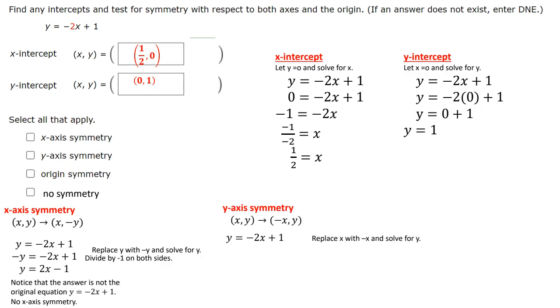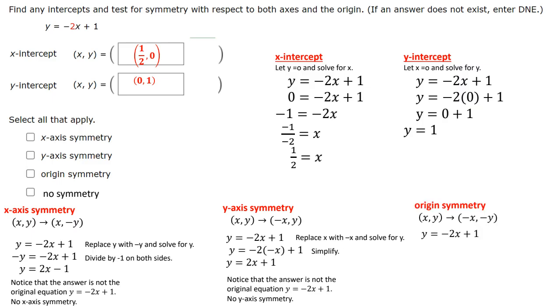Now similarly, to check for the y-axis symmetry, instead of the y, I'm going to replace the x with a negative x. I have y equals minus 2x plus 1, and I'm going to replace the x with a negative x. When I do this, I have the equation y equals 2x plus 1, which again is still not the same equation.